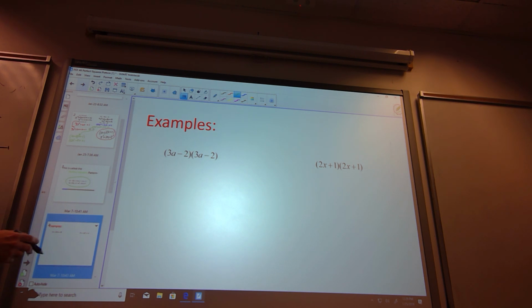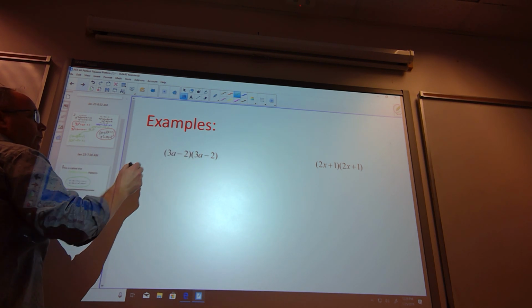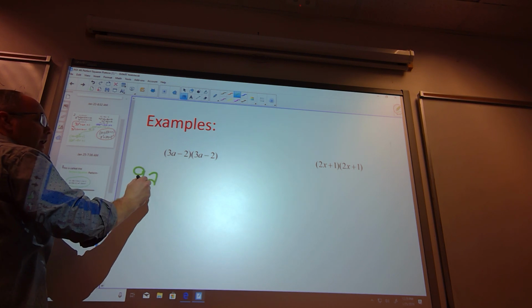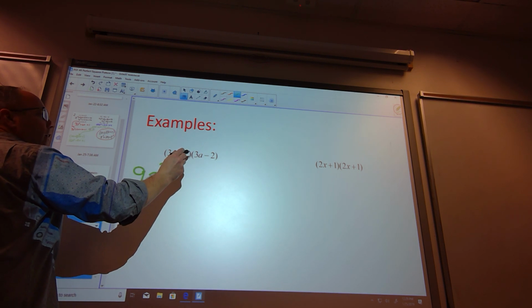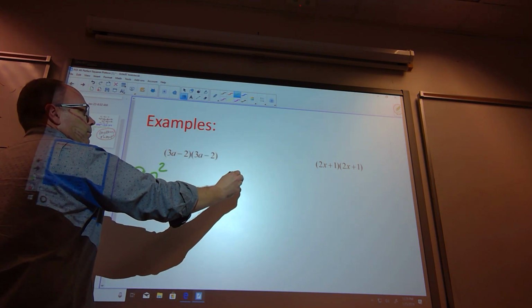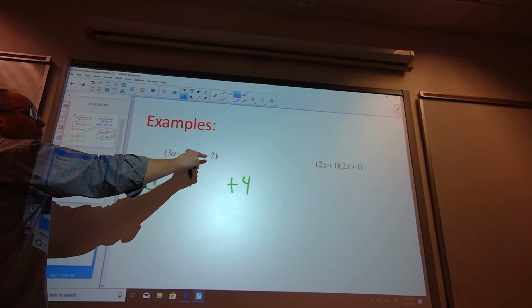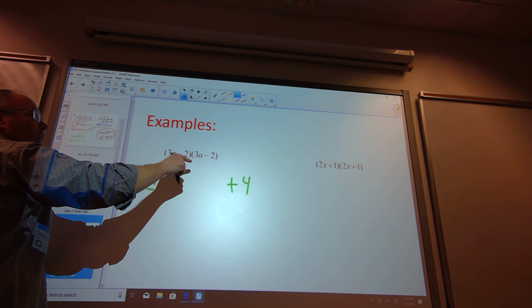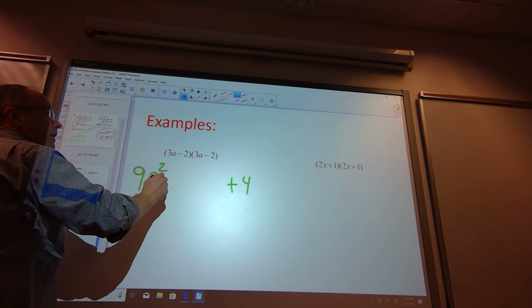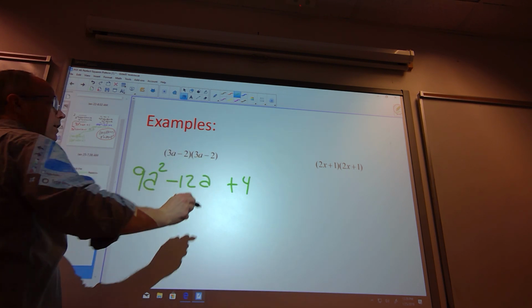Okay, so again, try the shortcut. 3a times 3a, 9a squared. Negative 2 times negative 2, positive 4. Negative times negative is positive. Negative 2 times 3a is negative 6a. Double that, negative 12a. Done.